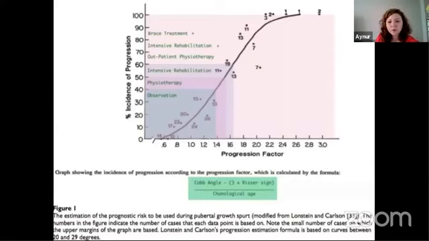This is the incidence of progression factor. It is calculated according to the Cobb angle, Risser sign, and chronological age. With Cobb angle, Risser sign, and chronological age, we find the progression factor. After finding progression, we draw a line and we calculate the incidence of progression. And with this diagram, we choose our treatment. For example, if you find progression factor 1.6, we draw a line here. We must do intensive rehabilitation, we can see. If it is 1.4, we can do physiotherapy or observation. It's a quick look for us.